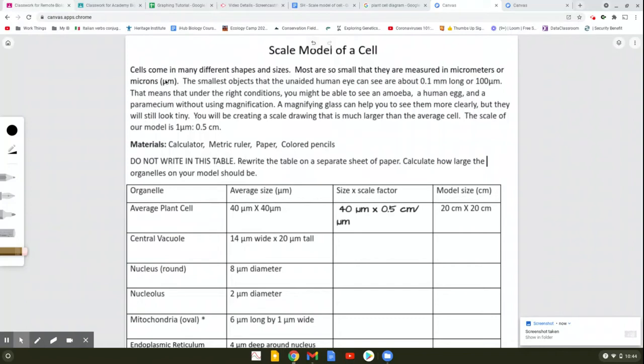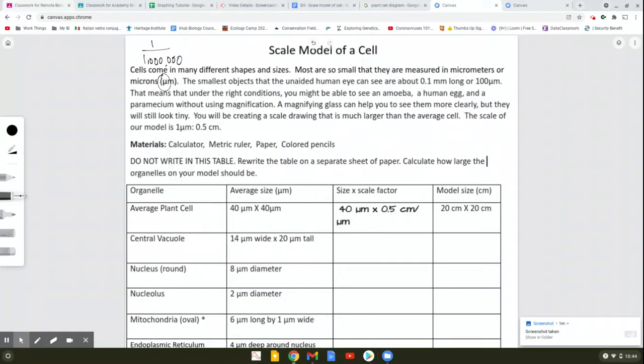This is a micrometer, okay? On the eraser, that's a micrometer. A micrometer is one millionth of a meter. So if you took a meter stick and broke it into a million pieces, that's how small a micrometer would be. And that would be too small for us to even see with our eye.